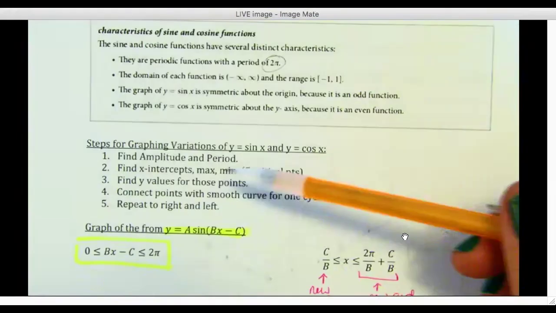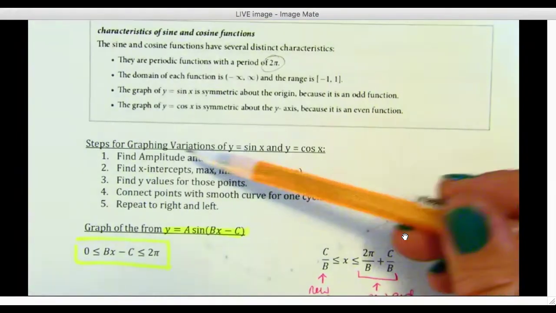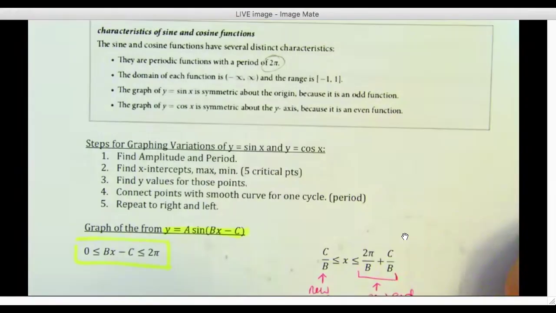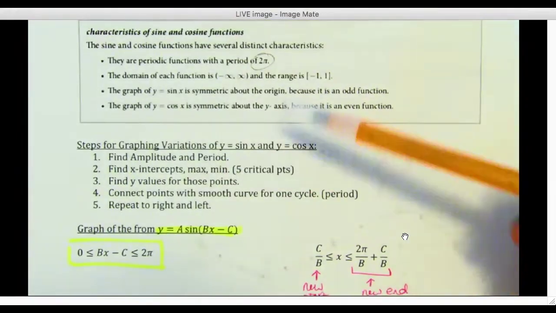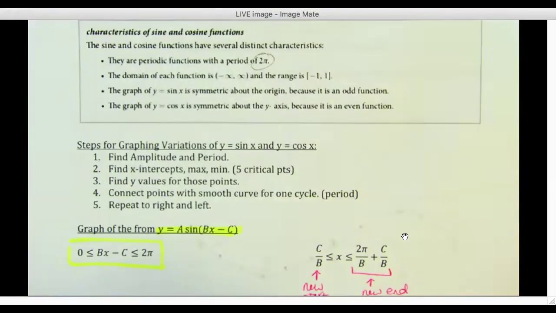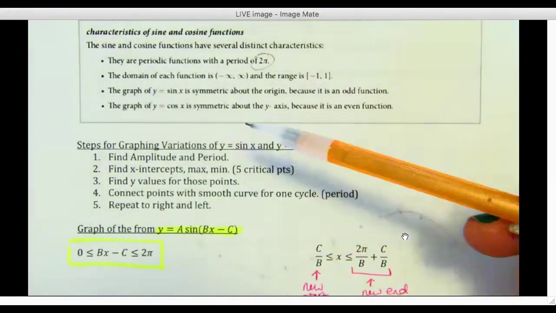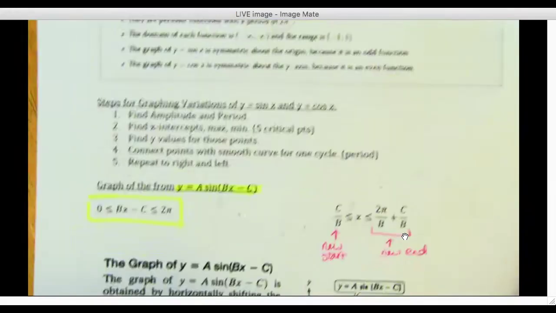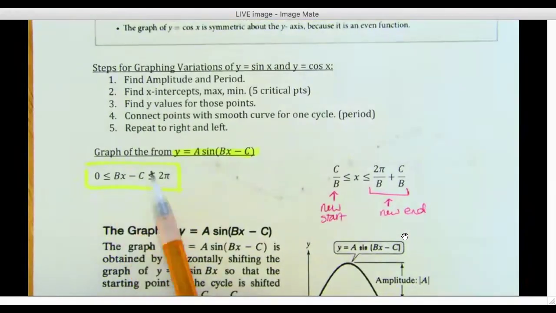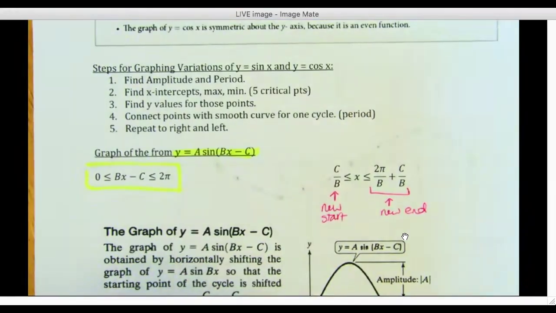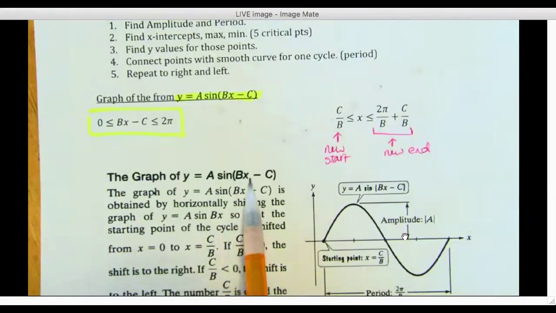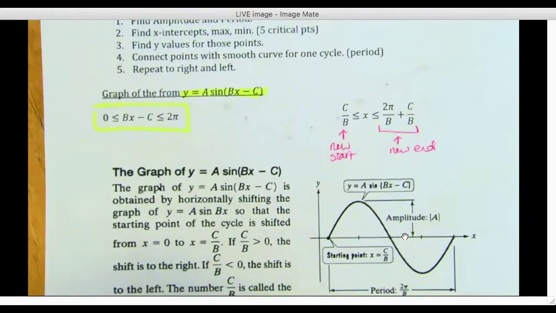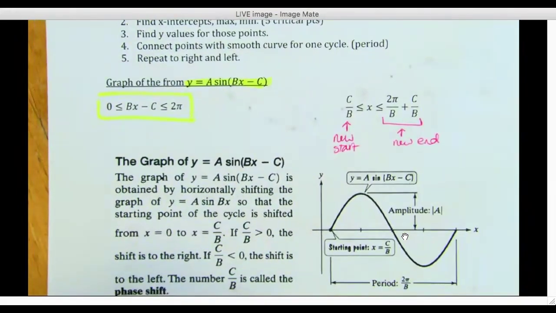When we are graphing sine and cosine, like I just mentioned before, we'll find the amplitude. That's how high and how low it goes. And then the period. And then the 5 critical points, so where it touches the x-axis, the maximum, and the minimum. And then we'll draw our curve. Now, normally sine starts at 0 and goes to 2 pi for one period, but we can also have shifts of the sine function. So if you notice here, we can have numbers attached to the x, numbers subtracted inside, a number up front.